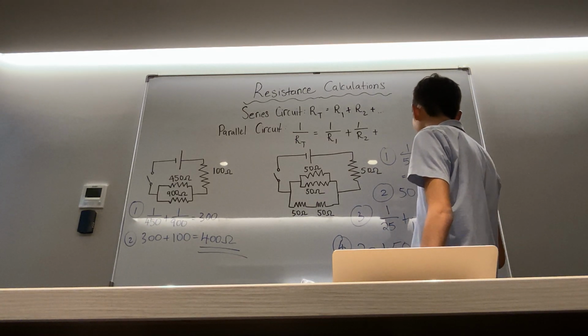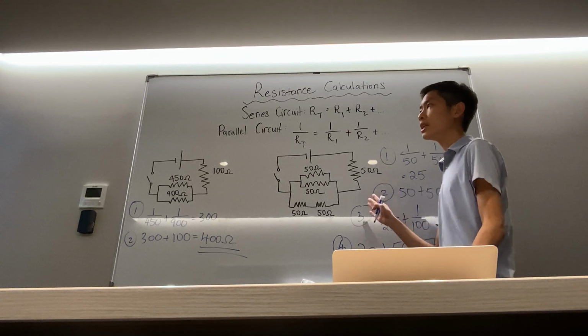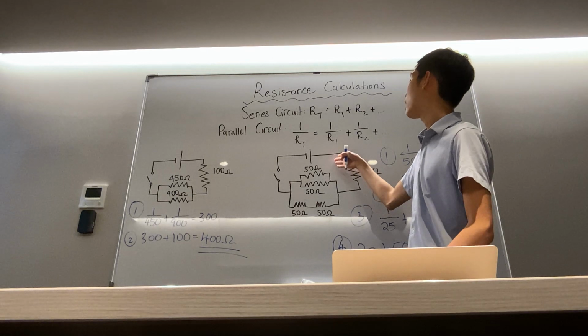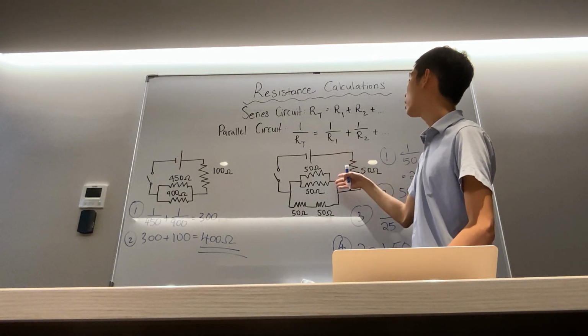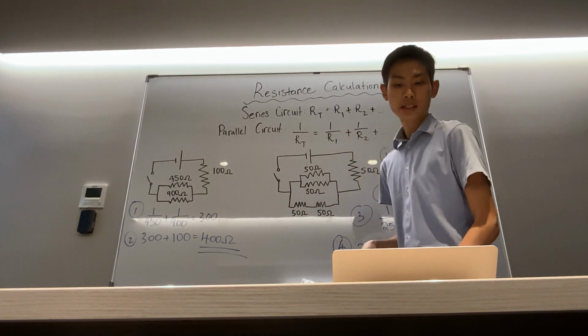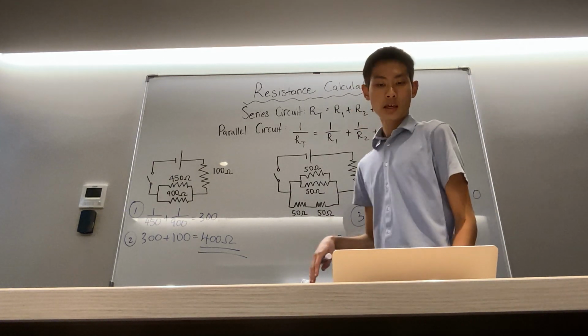So this is a rather complex circuit, which can be easily resolved if the student realizes that these are parallel to each other, but this is in series and this is in series. And is that everything? That's good.